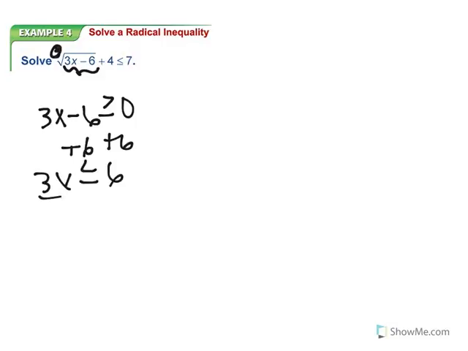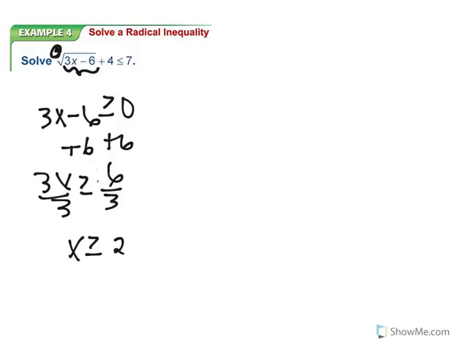So 3x is greater than or equal to 6. Then we're going to divide by 3. So x is less than or equal to, I'm sorry, I was writing less than or equal to. That's supposed to be greater than or equal to. 6 over 3 is 2. So x is greater than or equal to 2. Those are the values of x that are going to give us a non-negative in our radical.